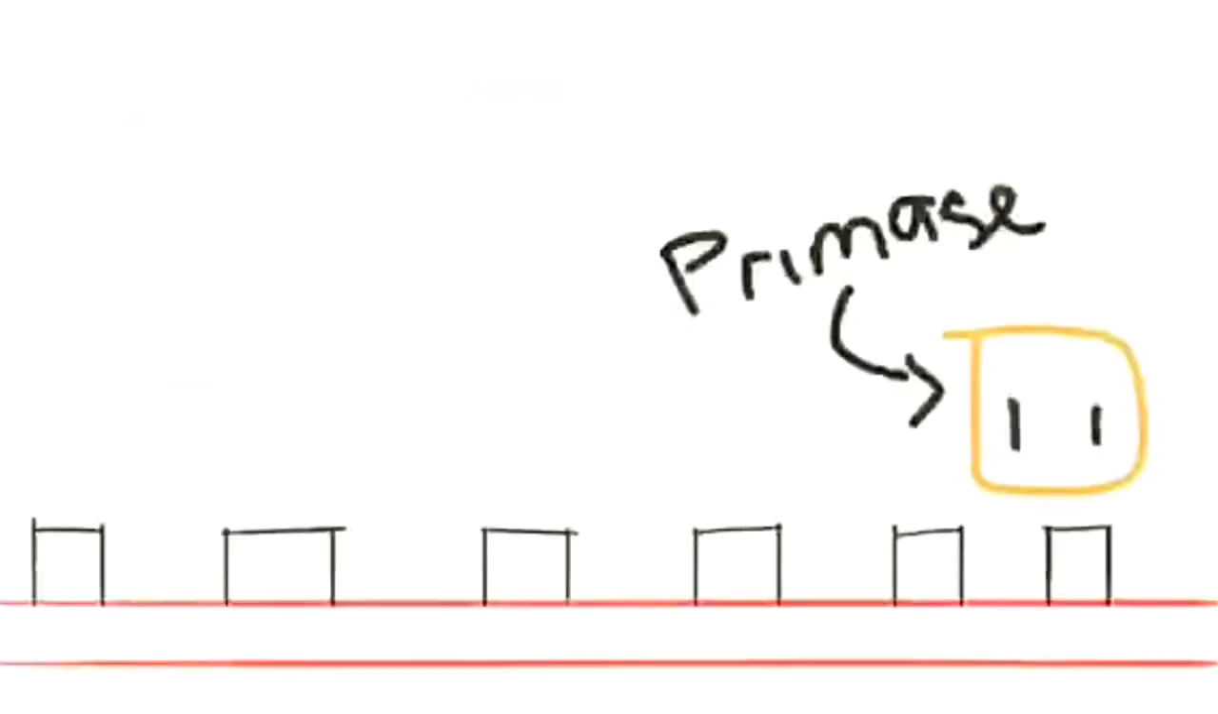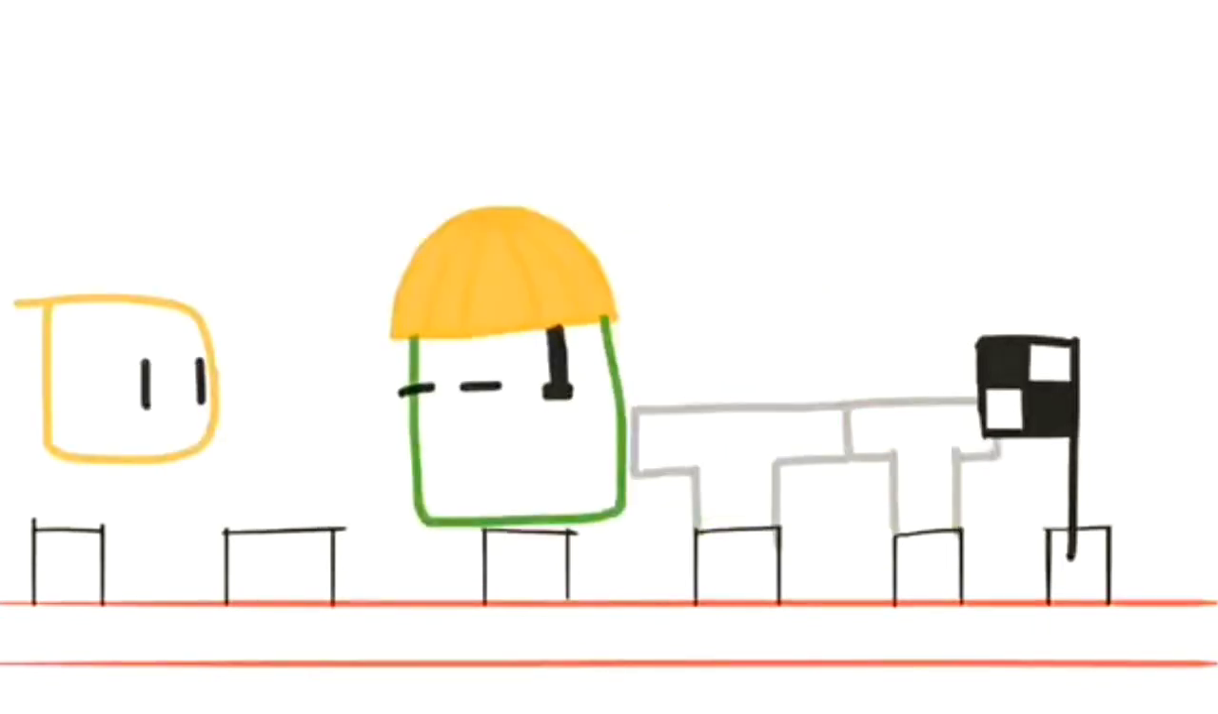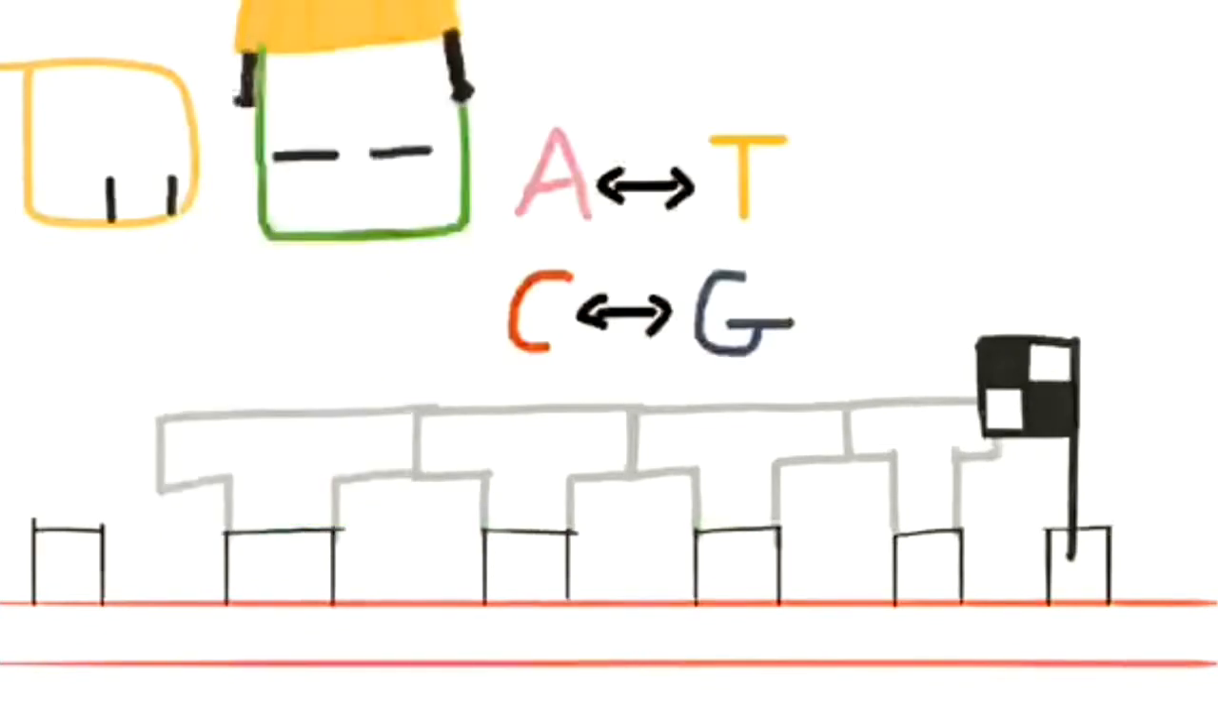Leading strand. What we have here is called a primase. Its job is to lead the DNA polymerase by adding a starting signal, meaning that the DNA polymerase has to start from the signal till the end, adding complementary bases, adenine with thymine, guanine with cytosine.